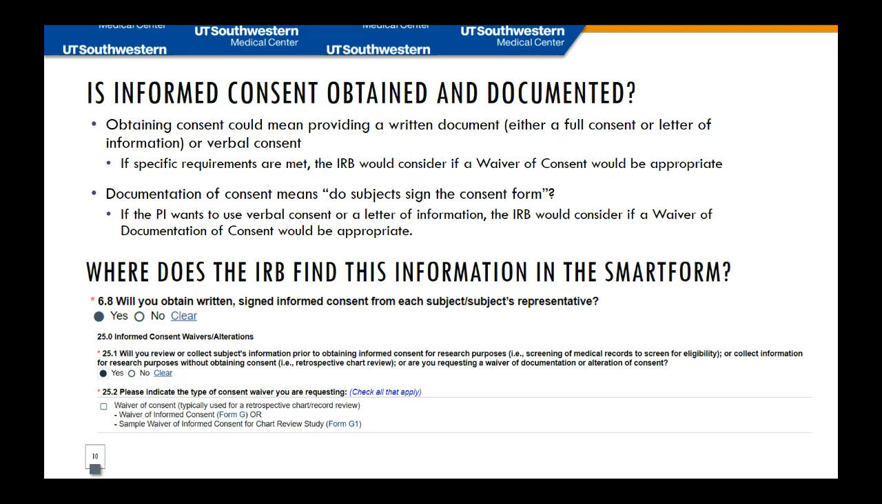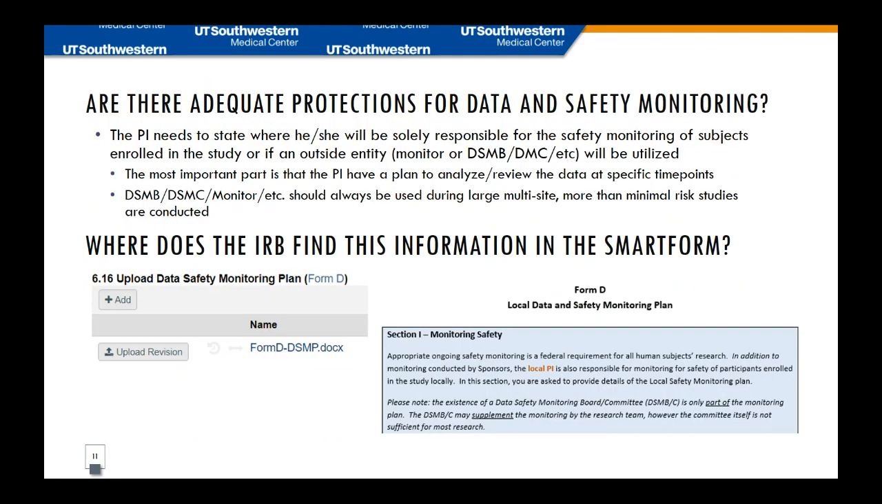Let's talk about data and safety monitoring. So what we're talking about here is the PI needs to state whether he or she will be solely responsible for the safety monitoring of subjects enrolled in the study, or if there's going to be an outside entity. And that could be many different entities. It could be a medical monitor. It could be a DSMB, DSMC, DMC.